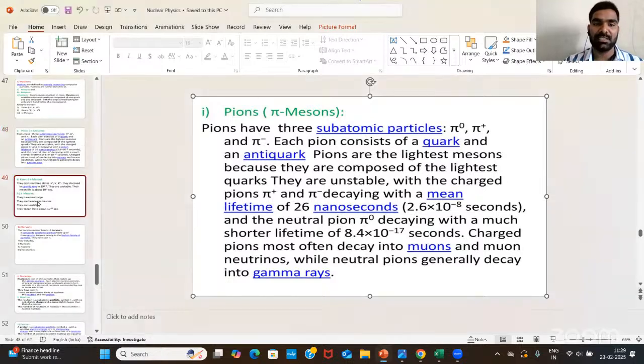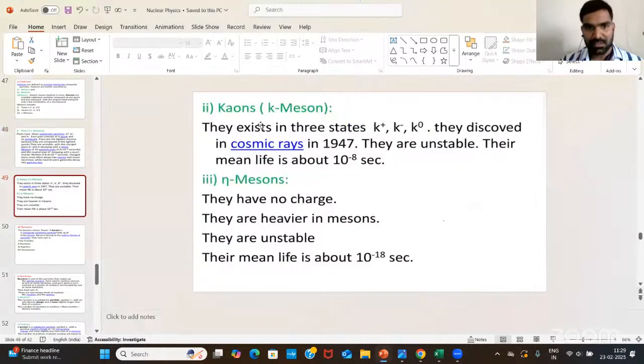kaons, K mesons, we will say. These are the kaons. Kaons are K mesons. They exist in three states: K plus, K minus, K naught. They were discovered in cosmic rays in 1947. They are unstable. Their mean life is about 10 power minus 8 seconds. Okay.